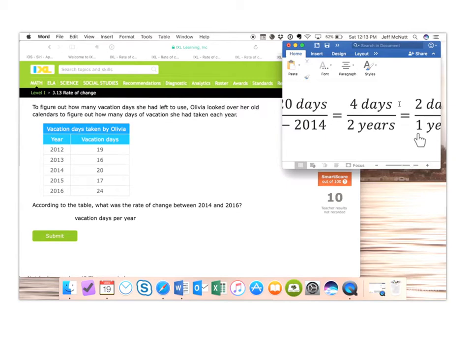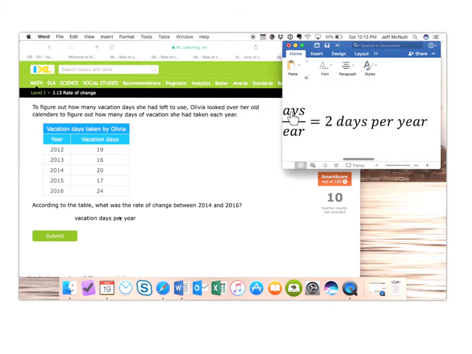Remember, a unit rate is a rate that has a 1 on the bottom, in the denominator. All right, then finally we can rewrite this 2 days per 1 year as 2 days per year, and that would be our answer for this problem.